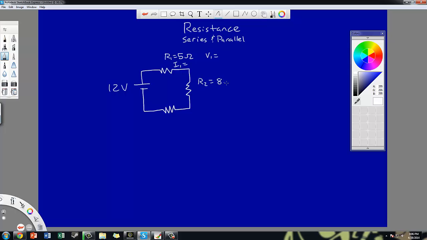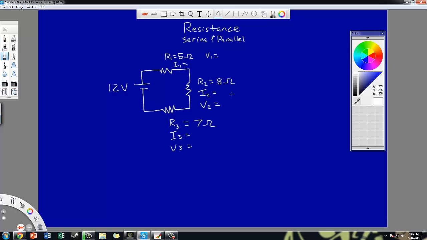The second one we'll say is 8 ohms, and we'll search for, again, the current through that one and the voltage. And then same thing with the third one down here. We'll say this is 7 ohms, looking for current 3 and voltage 3.